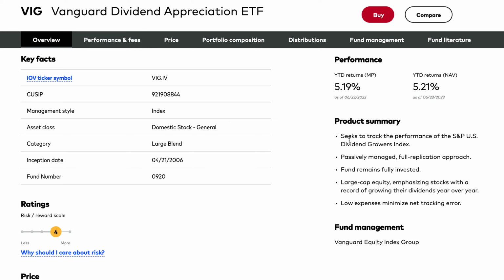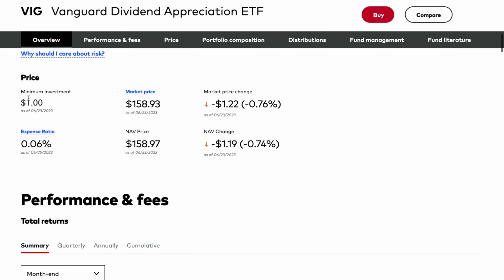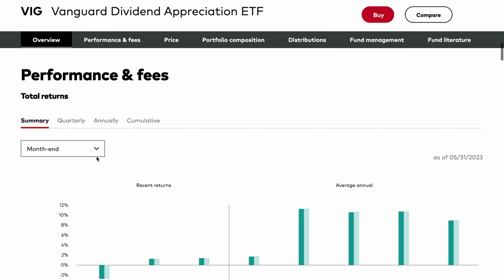So the product summary: it seeks to track the performance of the S&P 500 US Dividend Growers Index. So this is the index that it follows. It's passively managed, full replication, stays fully invested, invests in large cap equity, emphasizing stocks with a record of growing their dividends year over year. So that's a big difference here. Again, low expenses right here. So we can scroll down, and you can invest in this with very little capital.